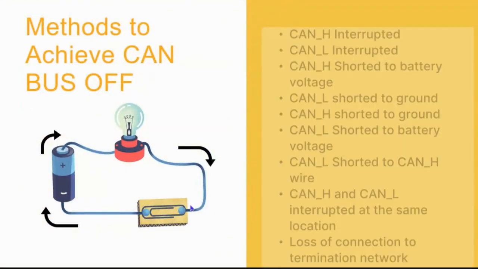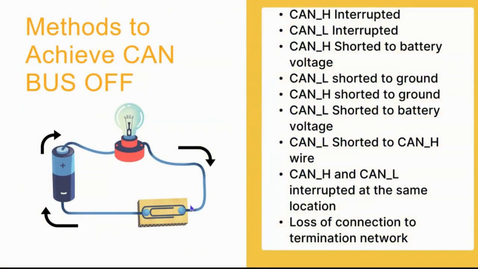Modes to achieve the CAN bus off: CAN high interrupt, CAN low interrupt, CAN high short to battery voltage, CAN low short to ground, CAN high short to ground, CAN low short to battery voltage, CAN low short to CAN high, and CAN high short to CAN low, or an interrupt at some location, and there will be loss of connection in the terminal network.